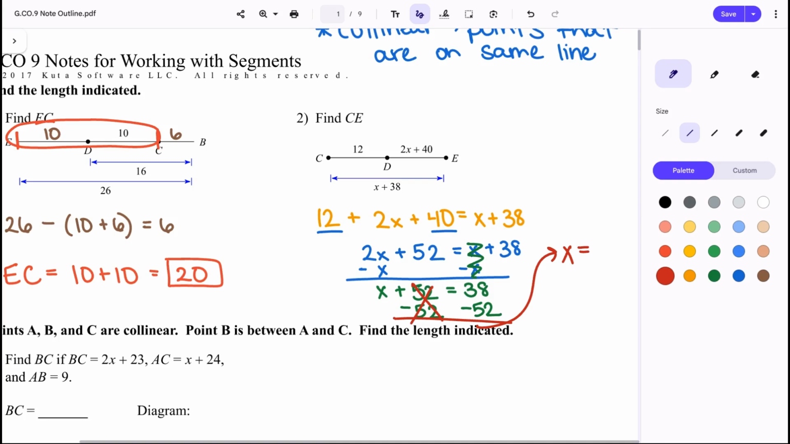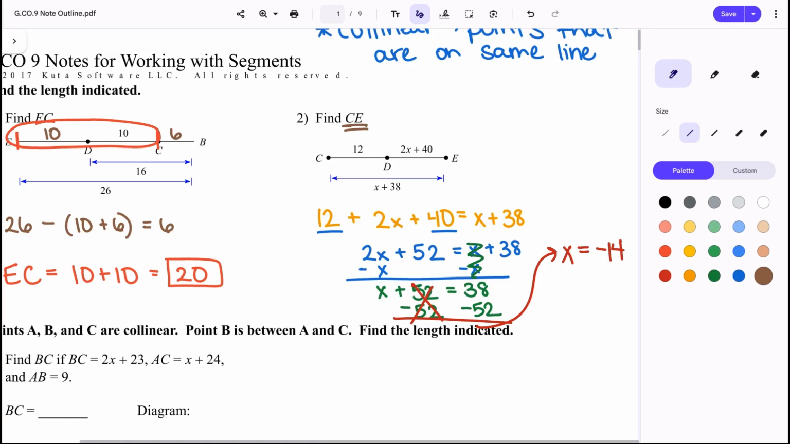We get negative 14 here. Okay, so let's stop for a second. Are we finished with this problem? Have we found what they asked for? Okay, think back. They wanted us to figure out what? The length of CE. Have we done that yet?